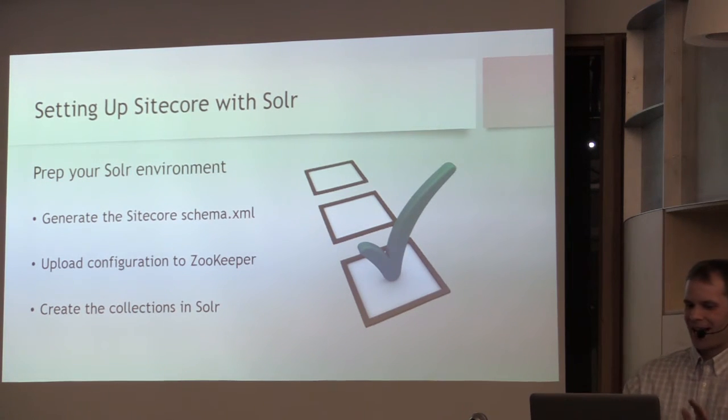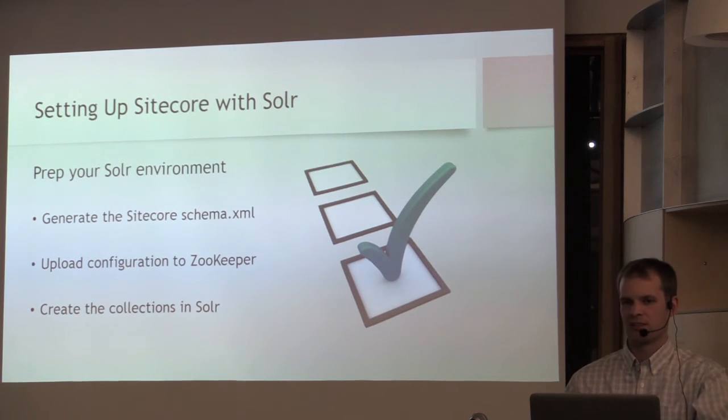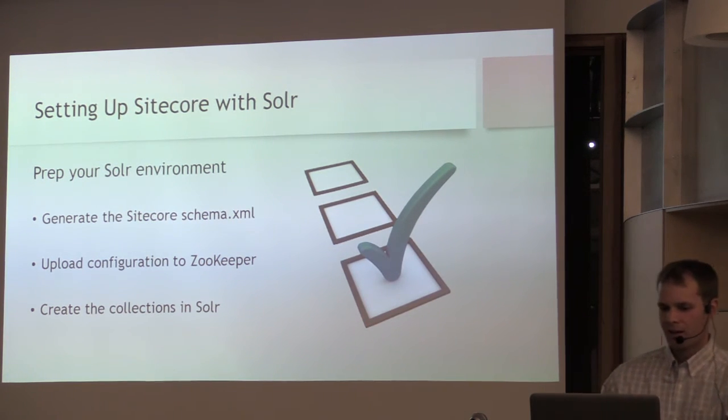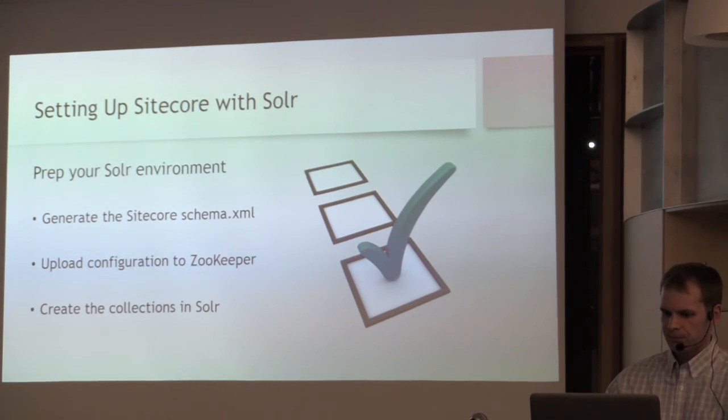But the steps at a high level are this. You want to prep your Solr environment first. You want to get your whole Solr environment ready before you start connecting Sitecore to it. Because if you try to connect Sitecore to a Solr search provider that's not ready, it just starts throwing exceptions and is generally unhappy, and you can't do anything with Sitecore at that point. So the first thing you want to do is generate your schema for Solr. Sitecore ships with a tool that does this.